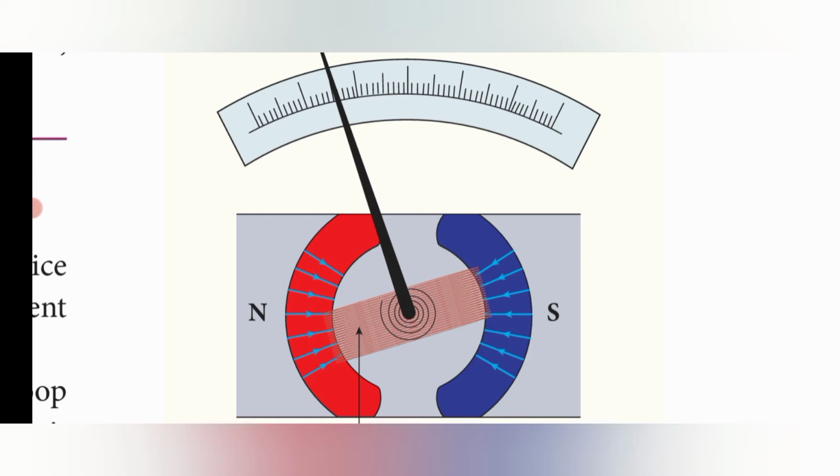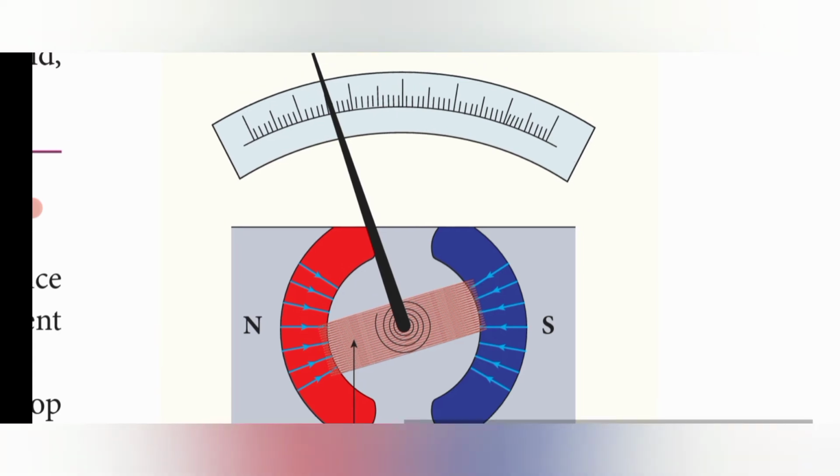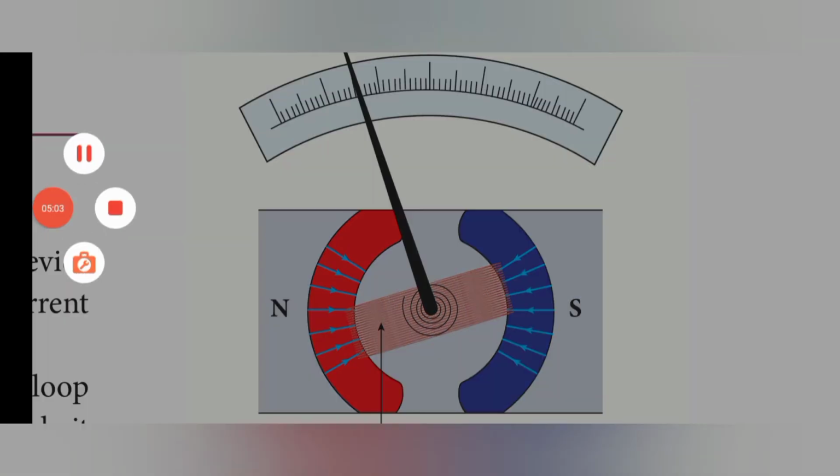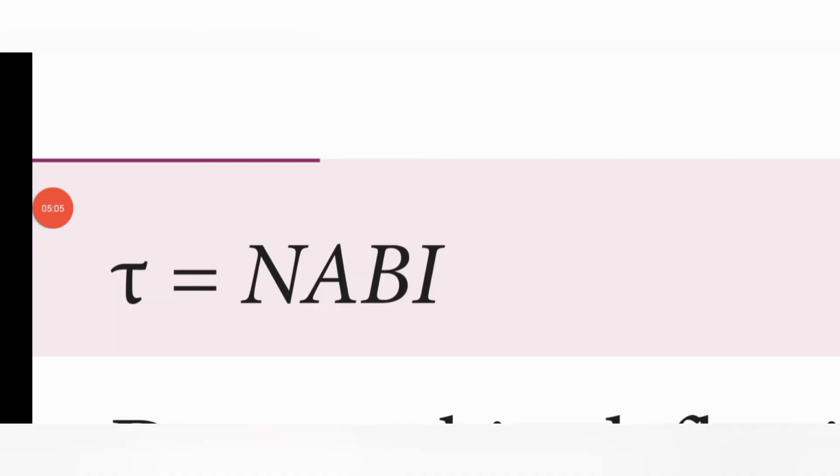And we also found the simplified formula. Yesterday we discussed that formula also. So what's the value of tau? The value of tau is equal to NABI. We discussed that in the previous class, and I can substitute it directly. So tau, that is the turning effect, is equal to NABI. N is the number of turns, A is the area, B is the magnetic field, and I is the current which is flowing in the coil.